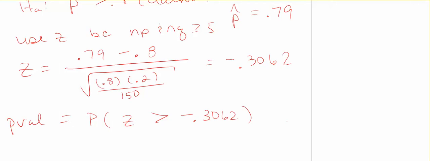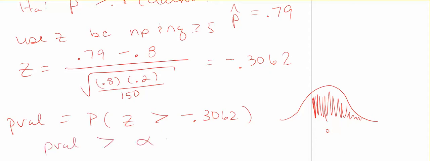And again, we have that same situation of, look where this is. I don't need technology to work this problem. Negative 0.3 is somewhere here, and if I want greater than, I'm shading more than half. So the p-value is greater than the alpha level.